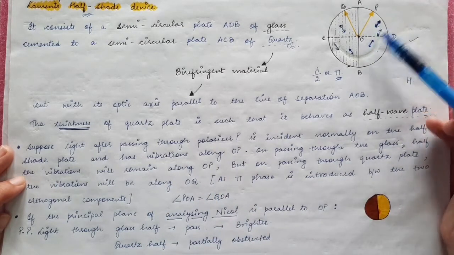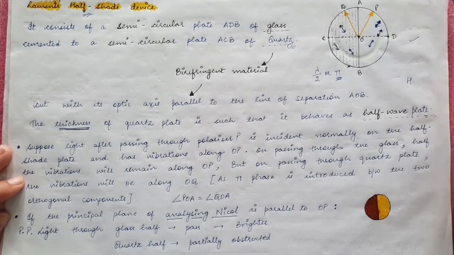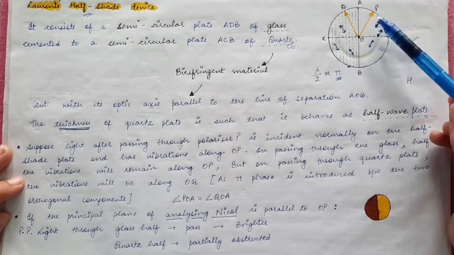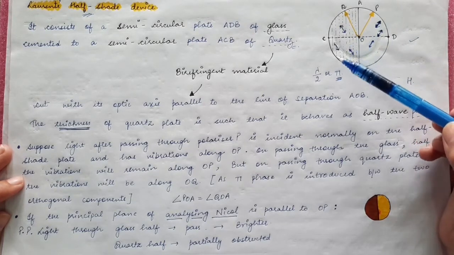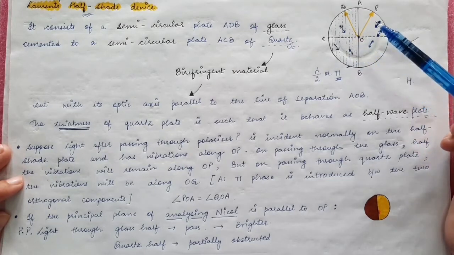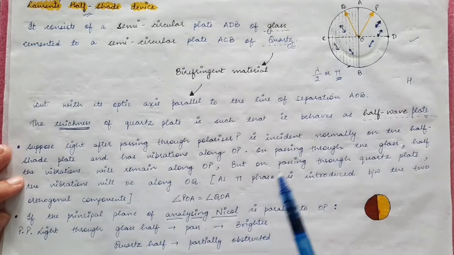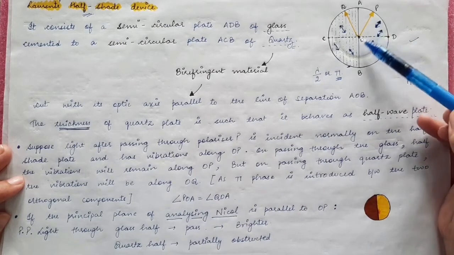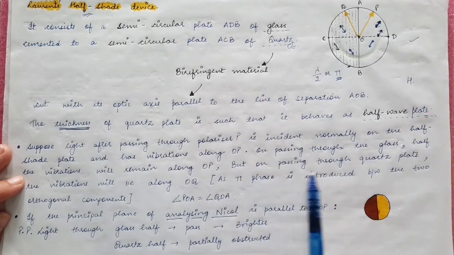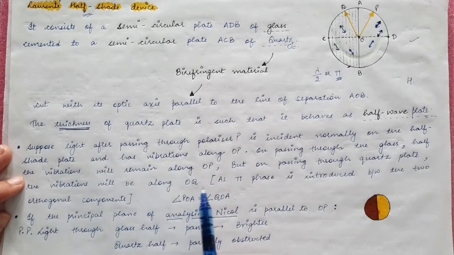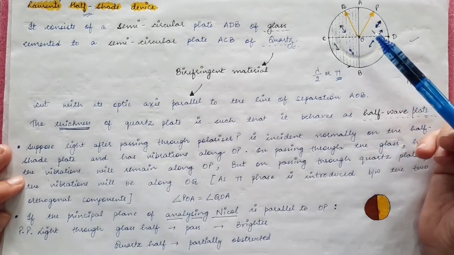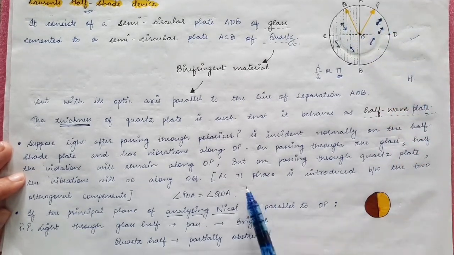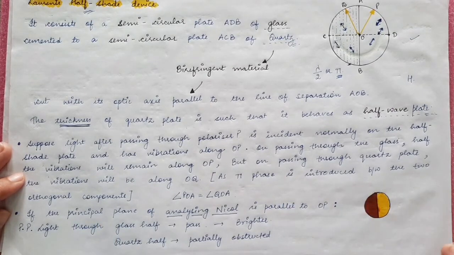So if we have some light rays falling on this half shade device, then 50% of the light rays coming out of it will have vibrations in this direction, and 50% will have vibrations in this direction. So on passing through the glass, half of the vibrations will remain along OP. But on passing through the quartz plate, the vibrations will be along OQ. So when the light emerges out of the quartz, their vibrations of electric field will be along OQ, as pi phase is introduced between the two orthogonal components.